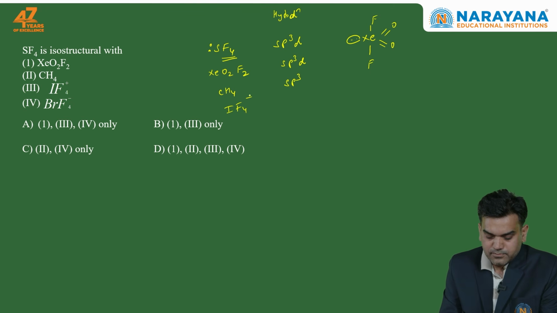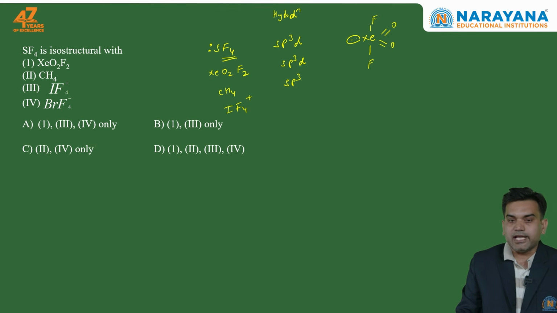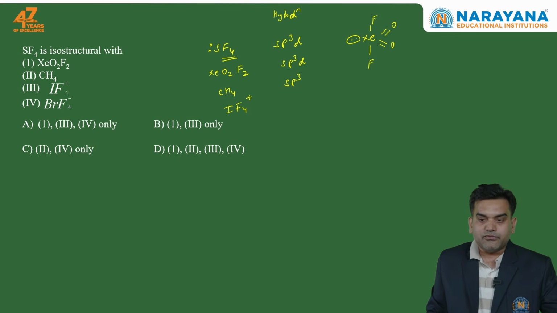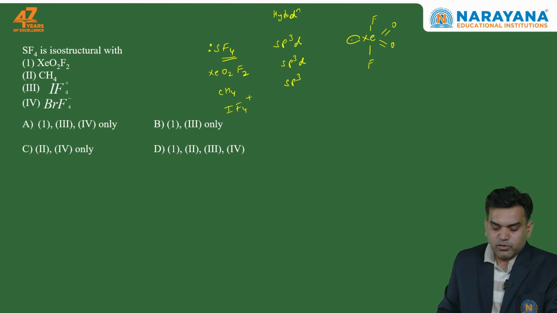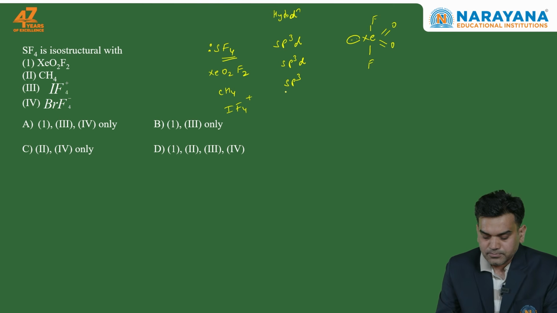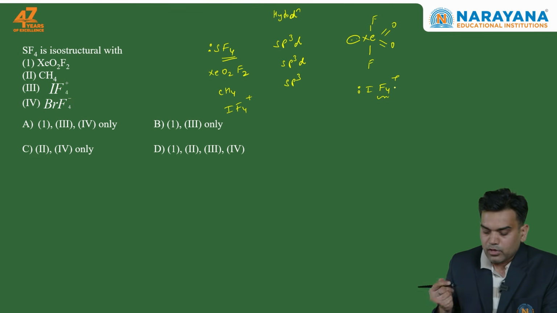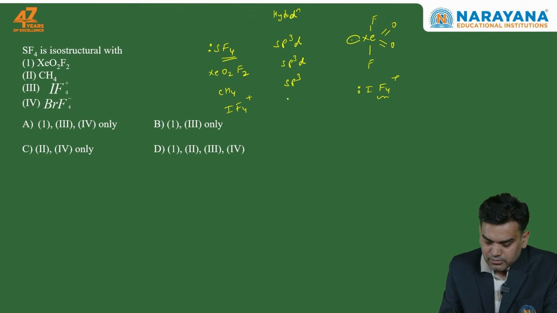IF4 positive is derived from IF5. In IF5 there is one lone pair and 5 bond pairs. So IF4 positive also has one lone pair and 4 bond pairs. So its hybridization is also sp3d.